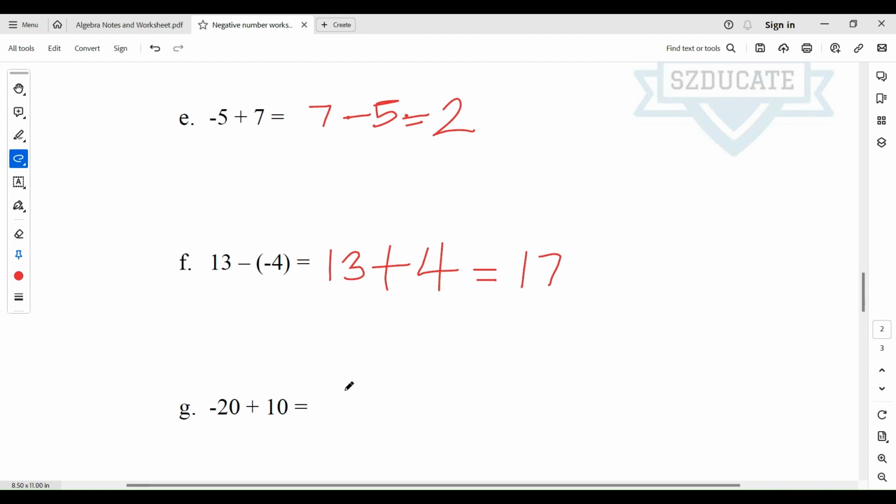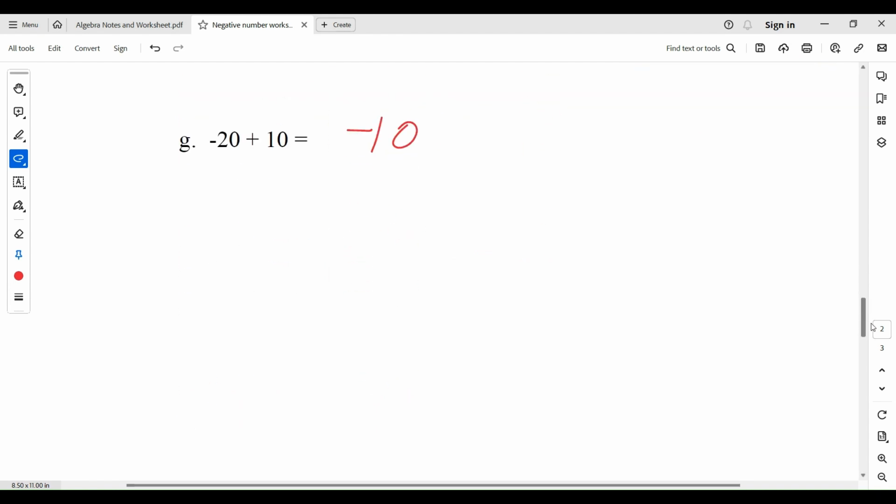Minus 20 plus 10 is the same as 10 minus 20. Minus 10. Okay, this one maybe you might want to use the number line. Or you can think of it as you owe your friend $20. You return 10. How much is left? Then it makes more sense.